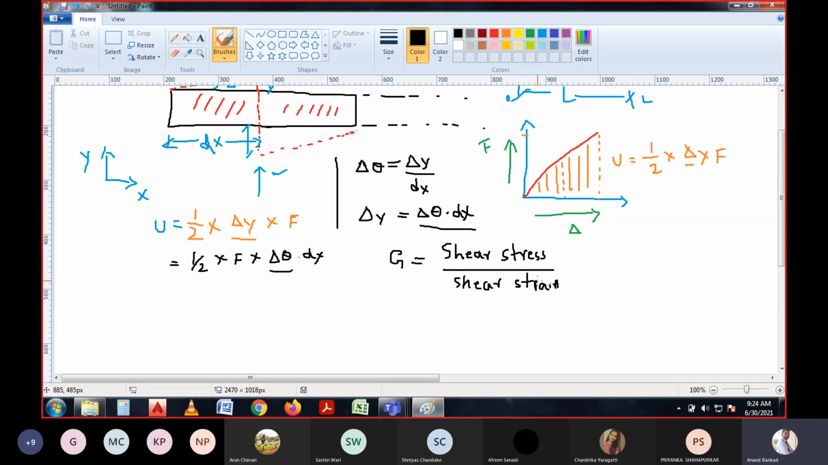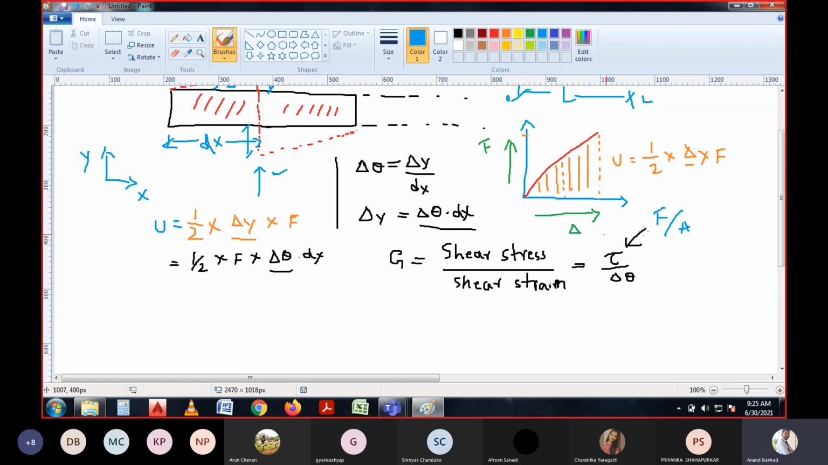So how could we write the shear stress and shear strain? The shear stress can be referred to as tau, right? And the shear strain can be referred to as delta theta. So now G equals tau by delta theta. Here, what is tau? Tau is a stress, the shear stress, not the normal stress which is sigma. The shear stress can be referred to as the force by area, or the load by area. The shear stress tau can be written as F by A.